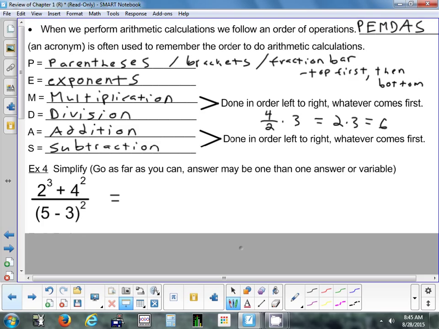Let's start with what's in the top, simplify what we can following our rules. And then we'll worry about the bottom as a separate problem. What can I do in the top? Do I do addition? I see that. Or do I do exponents? I see both. Alexis? Yeah, we got to do the exponents first.